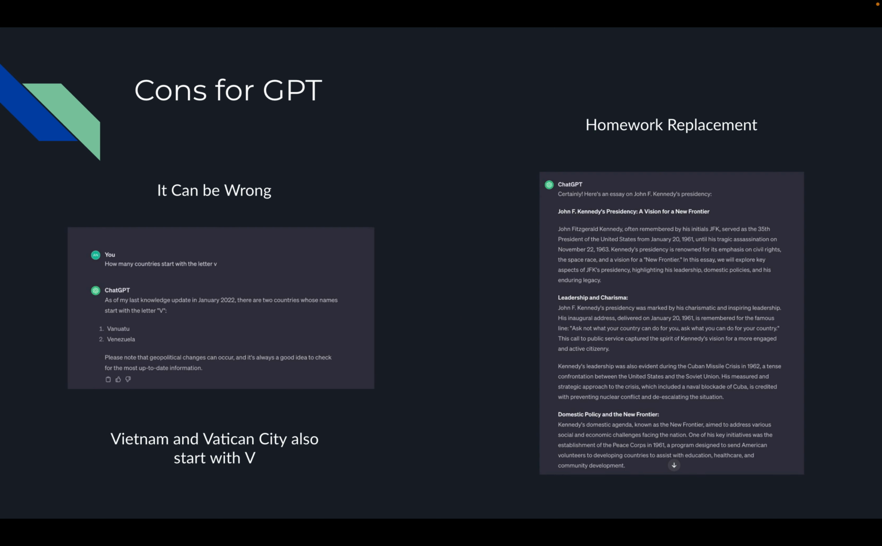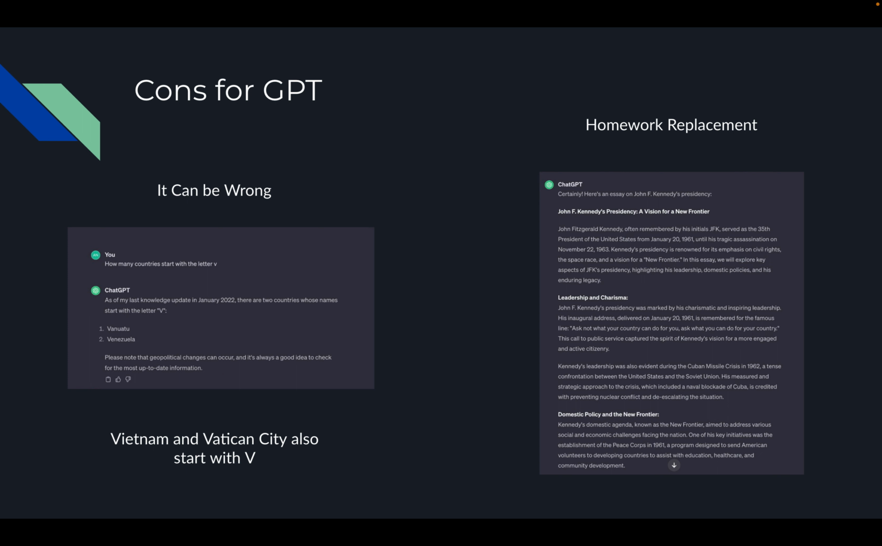So moving on, here are some of the examples. So here's just an example of it being wrong. So I asked it, How many countries start with the letter V? And it just says 2. There's actually 4. So as you can see, Vietnam and Vatican City, very well-known countries that start with the letter V, and it just forgets them.